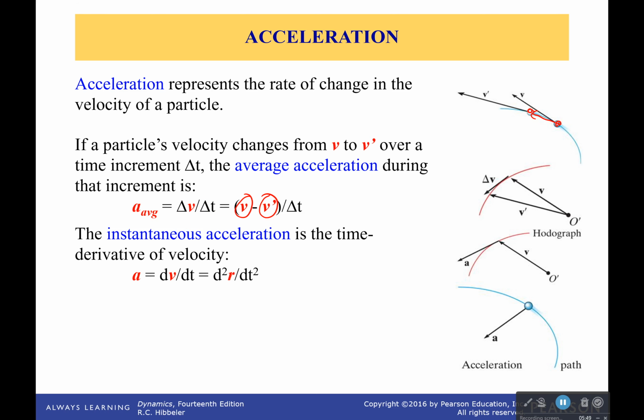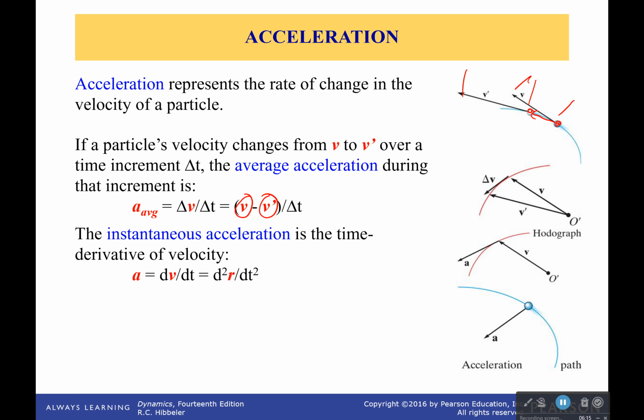And as a note, you can see that these two arrows could be the same length. However, if their direction has changed, we still have acceleration. So your speed may be constant, but that doesn't mean necessarily that your acceleration is zero. It's only when your true velocity, both magnitude and direction, is constant that you have zero acceleration.